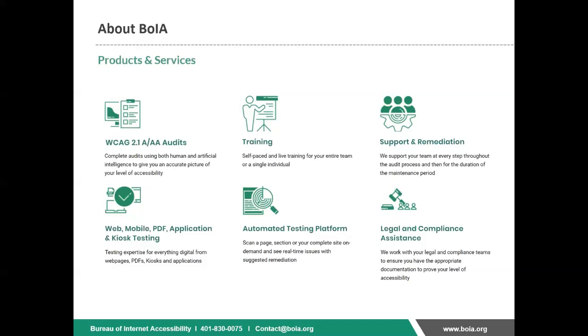We also offer web, mobile, PDF, application testing, and even kiosk testing. We also offer an automated testing platform, which is our automated proprietary scanning tool, and legal and compliance assistance. We work directly with your legal and compliance team to ensure that you have the proper documentation to prove your level of accessibility.